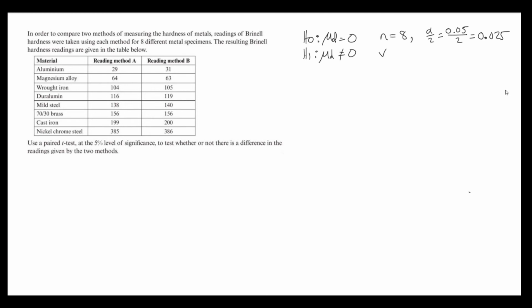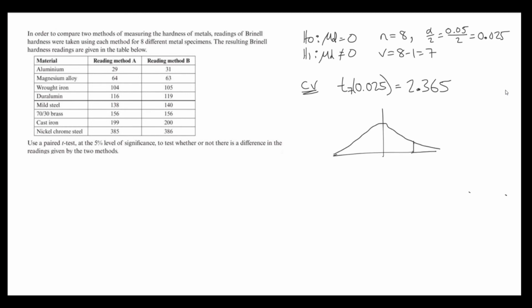Okay, our critical value we can find straight from here. We're going to look up in the tables for a t-value, 7 degrees of freedom exceeded by only 2.5%, and that gets us 2.365. Okay, let's get that on a diagram. It's a two-tailed test, so I'm going to label both tails, 2.365, negative 2.365. Any test statistic in that shaded region, we're going to reject H0.